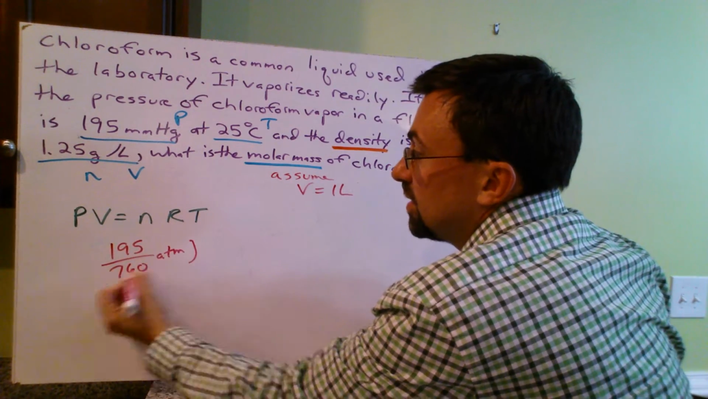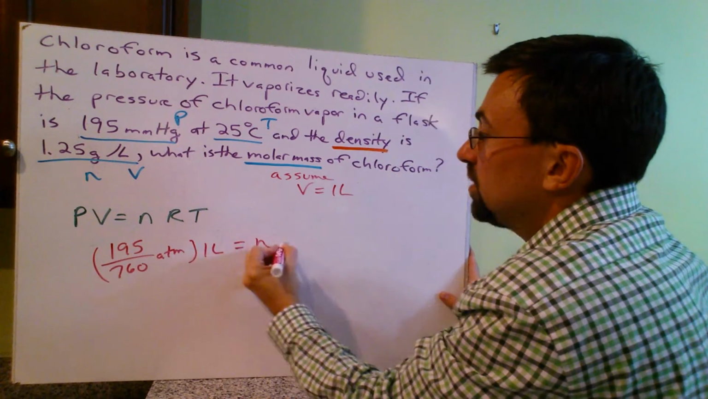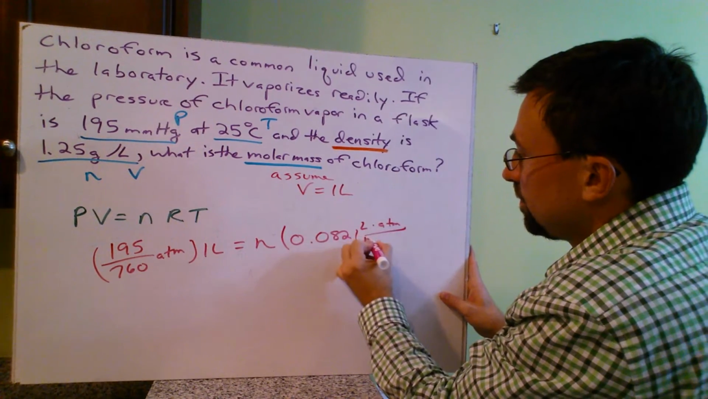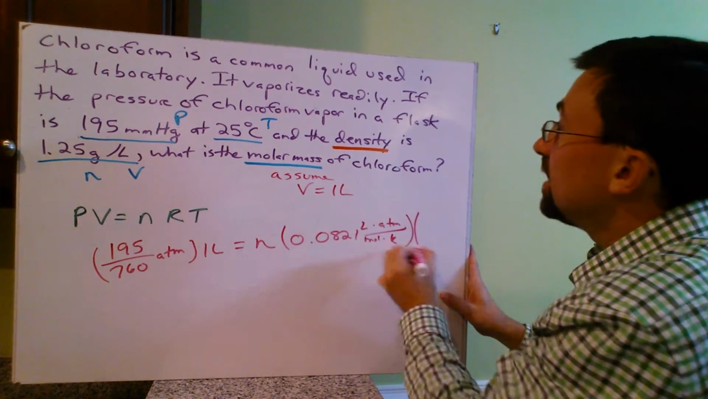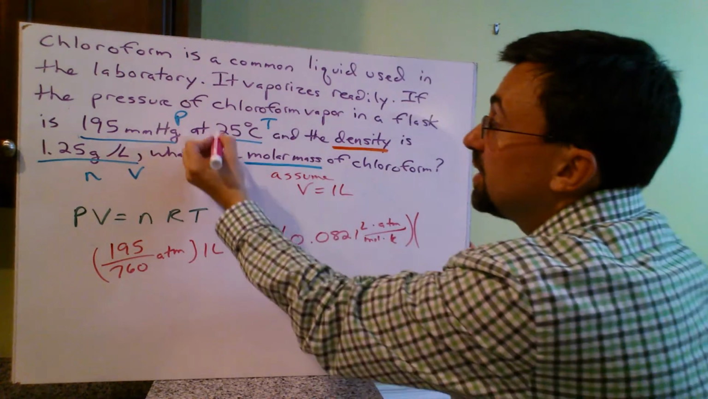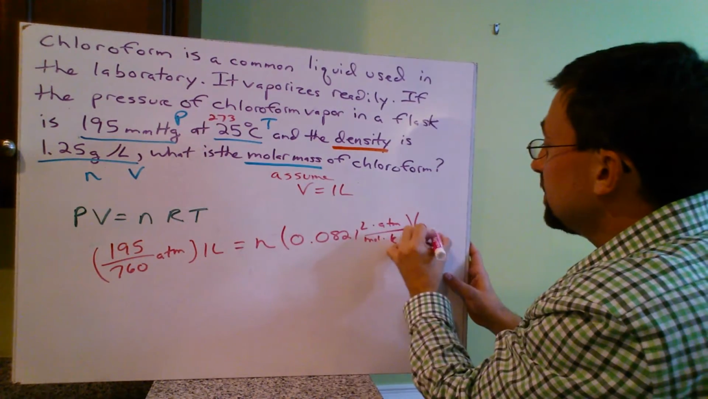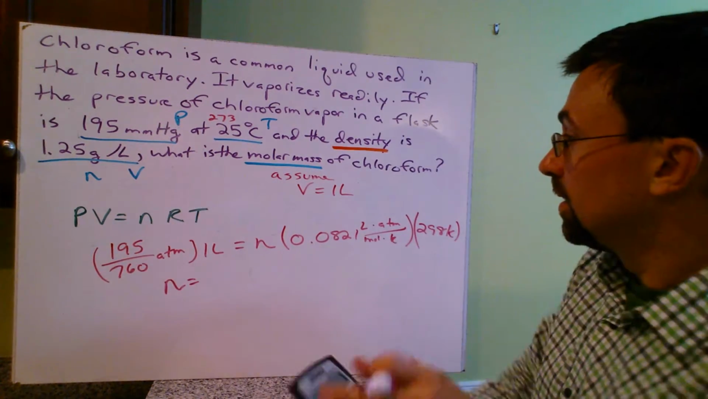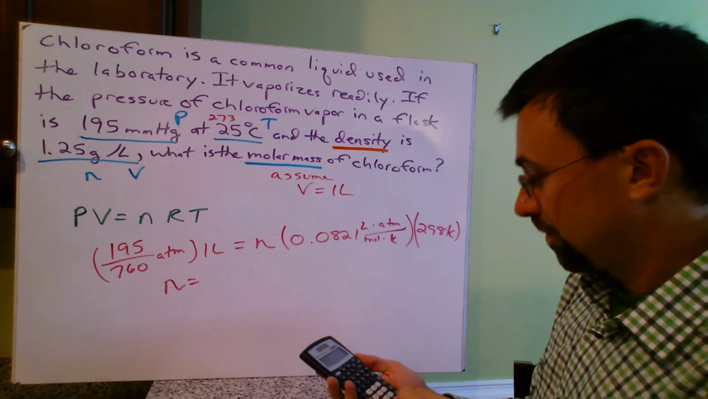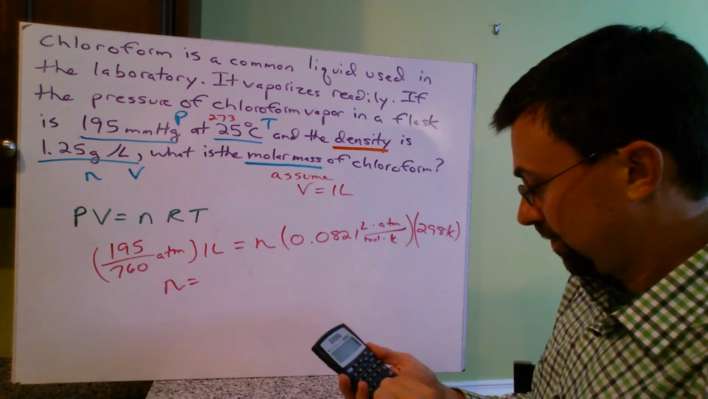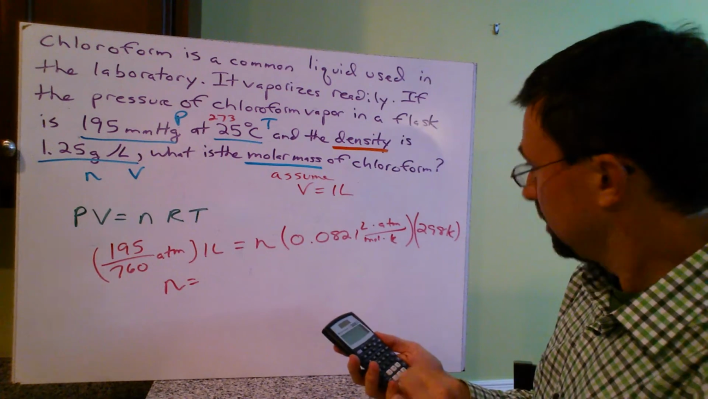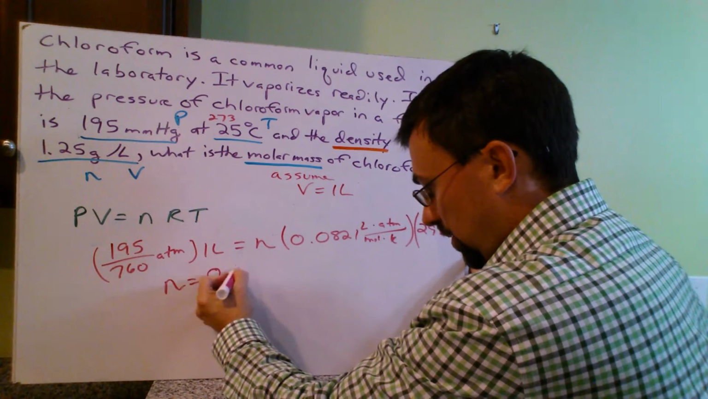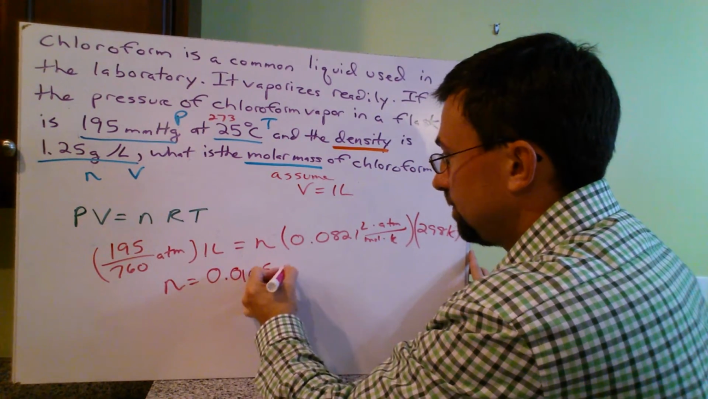We divide by 760. Our volume is 1. Moles we're looking for. The constant is a constant. We just look it up in the back of the book. And the temperature is 25 degrees Celsius. We have to add 273 to make that Kelvin. So that's 298 Kelvin. We can solve for our moles, which seems like a good idea. And I get 0.0105 moles.